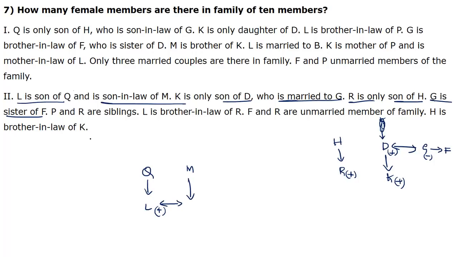Okay. The next one is P and R are siblings. So P and R are siblings, but then we don't know the gender of P. That is why we are going to keep this on hold.